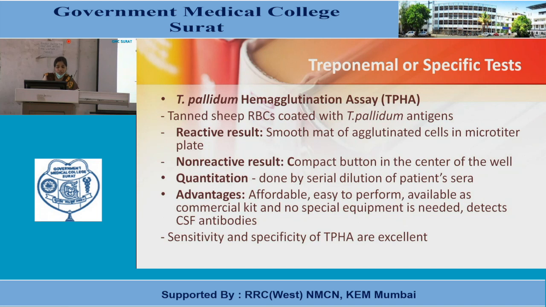If it is reactive, the result is a smooth mat of agglutinated cells in a microtiter plate. If it is non-reactive, the result is a compact button in the center of the well. Quantitation is done by serial dilution of the patient sera. Advantages: it is affordable, easy to perform, available as a commercial kit, and no special equipment is needed. It detects CSF antibodies, so it can be used all over. Sensitivity and specificity of the TPHA are excellent, so it's a good test.